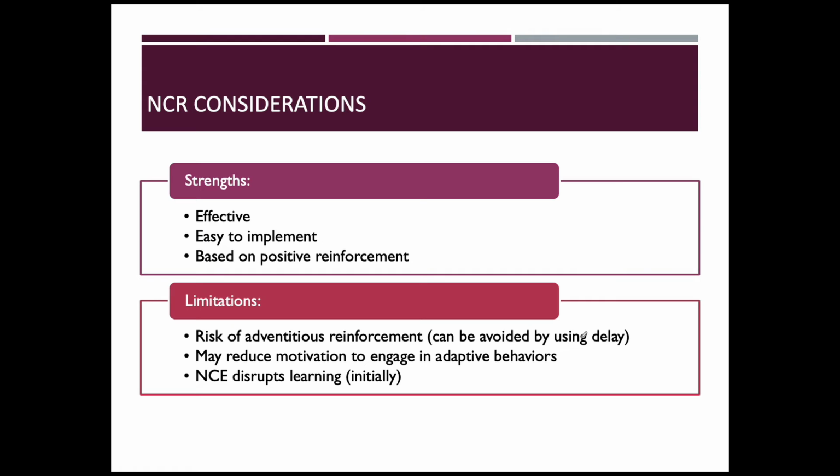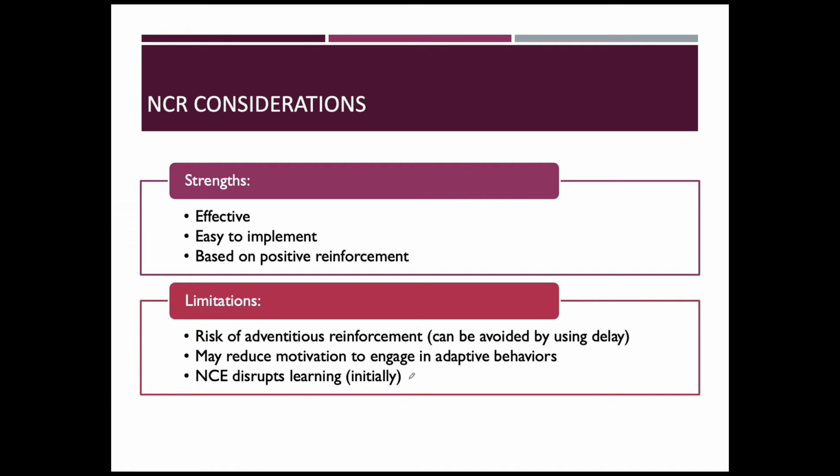So some folks will use a delay, right? If the interval times out and the individual's engaging in problem behavior, they may wait 3 to 4 seconds before they deliver the reinforcer. It could reduce motivation to engage in adaptive behaviors, right? If the same reinforcers that maintain problem behavior also motivate people to engage in appropriate behavior, and we're giving away those reinforcers for free, it may decrease their motivation. I haven't really seen any empirical support for this, but I guess it's worth considering.